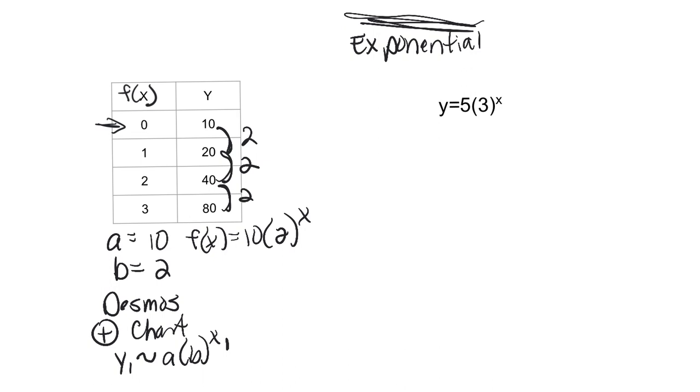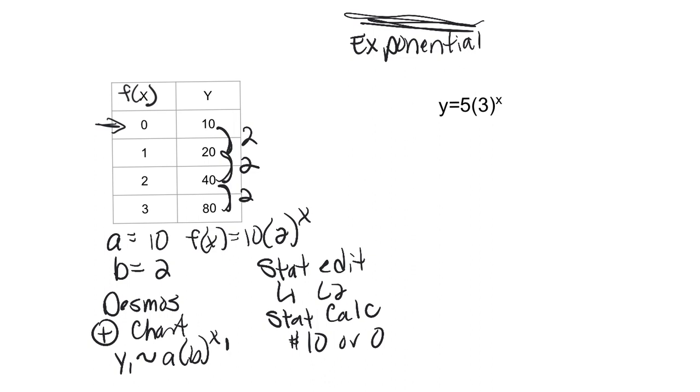You can also do it in your calculator under Stat, Edit, do your L1s and your L2s, just like before. Then do Stat, Calculate, number 10. It might look like a 0. And then calculate it again, and you will calculate your function. It will also give you your A and your B. However you want to do it, that's fine. But it's always easier if you come up with that function first. So I'm going to go ahead and write this up here so we can see it better. F of x equals 10 times 2 raised to the x power.